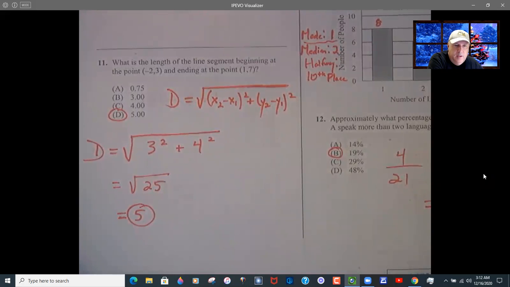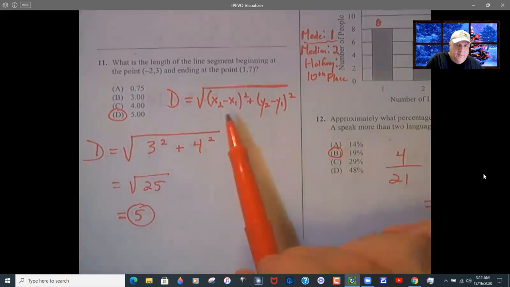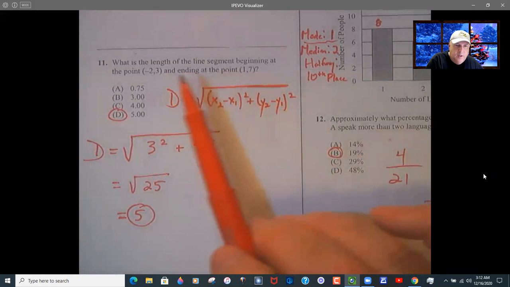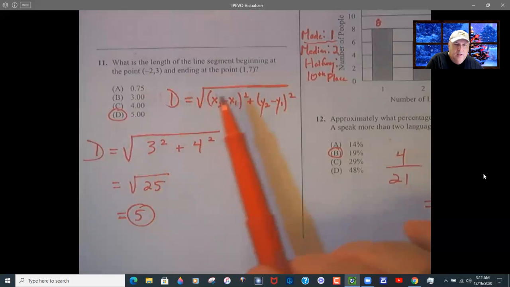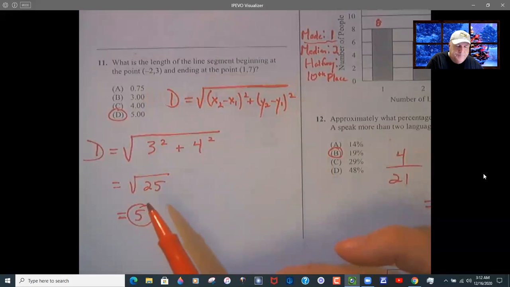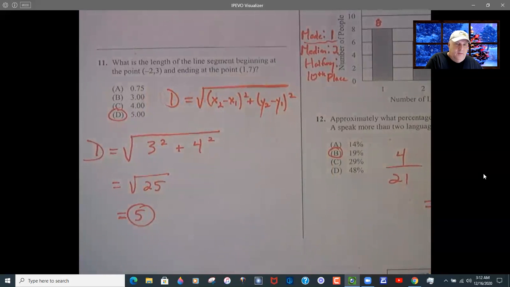And however you want to treat this, this is it, and it deals with 2 coordinates. So I did 1 minus -2, that's 3, and I did 7 minus 3, that's 4, and you square those, that's 25, and then square root of 25 is 5.